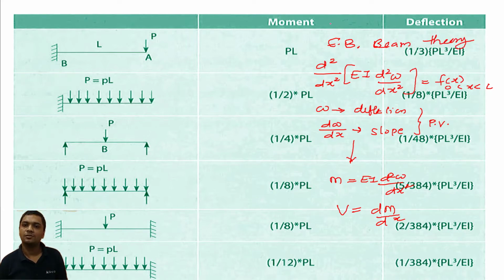ANSYS uses Timoshenko theory, which is a modified or extended version of this beam theory. So we understand that it's the same procedure in FEM, but in the background it solves a different governing equation. So let's see the problem statement.